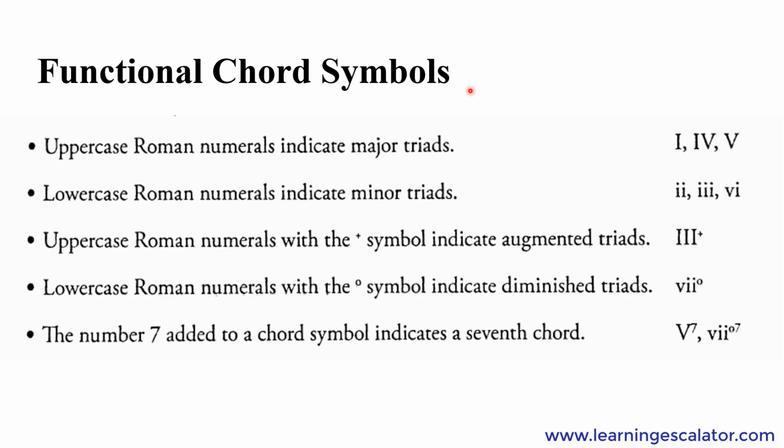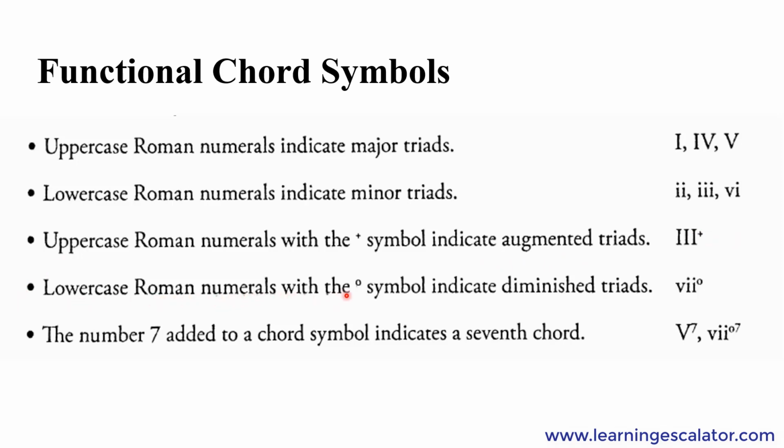Functional chord symbols. Uppercase Roman numerals indicate major triads. For example, uppercase I, uppercase IV, and uppercase V. Lowercase Roman numerals indicate minor triads. So the lowercase ii, lowercase iii, and lowercase vi. Uppercase Roman numerals with the plus symbol indicate augmented triads. So for example, uppercase III with the plus means it's an augmented triad on the 3rd degree of the major scale.